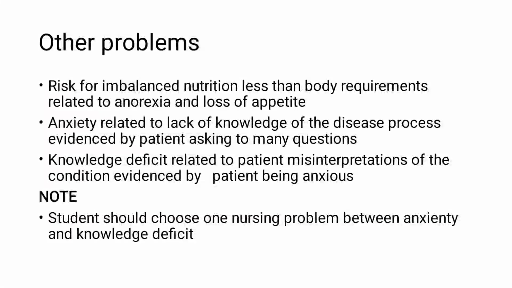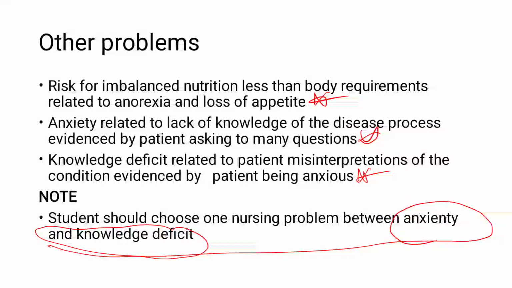Other problems that you can also write, you can talk about risk for imbalanced nutrition less than the body requirement related to anorexia and loss of appetite. You can talk about anxiety as well related to lack of knowledge of the disease process evidenced by patient asking too many questions. You can talk about knowledge deficit related to patient's misinterpretation of the condition evidenced by patient being anxious. And please take note of this statement here. You can only choose one between these two problems.